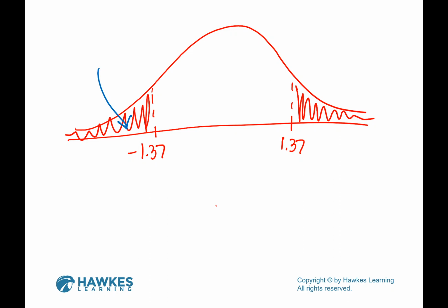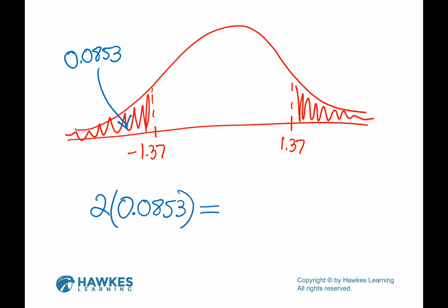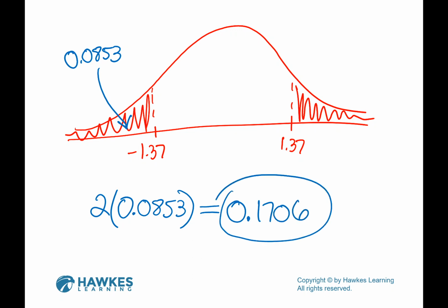But if we just look up negative 1.37, what do we get? That's 0.0853. And I don't even have to look at the other one because they're symmetric, so I know they have to be the same. So I can just do 2 times 0.0853. We'll get our probability there. That's not much of a shortcut, but it's a little bit of one. Our probability is 0.1706. Question on that one?